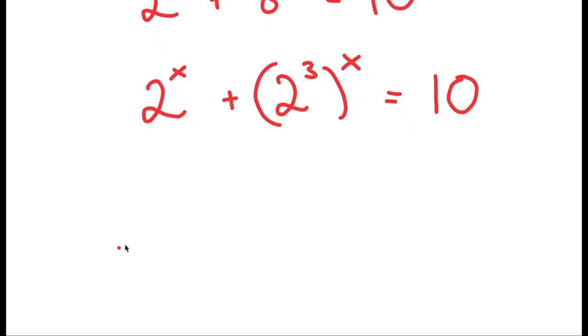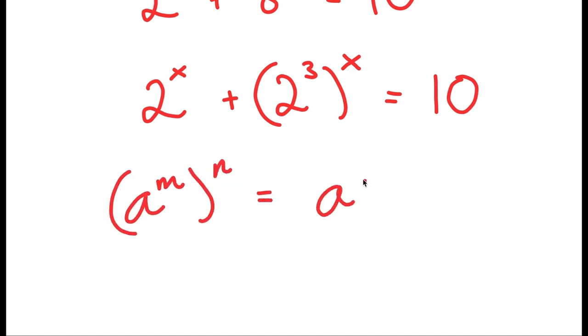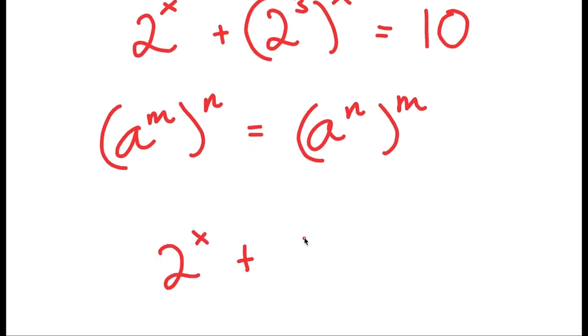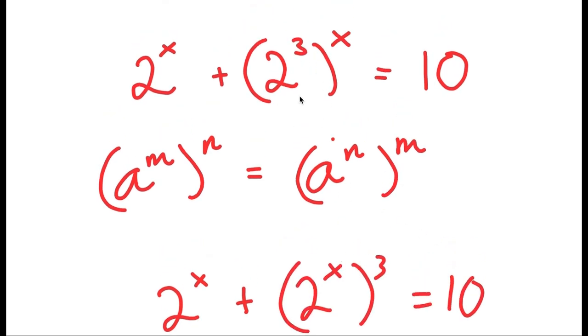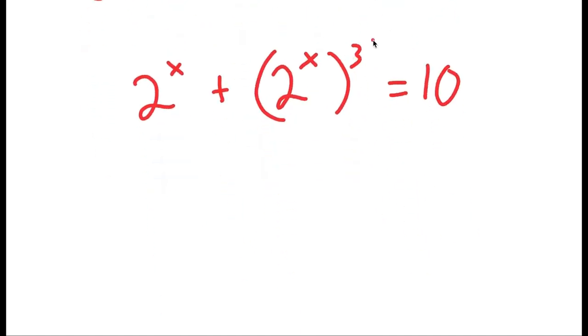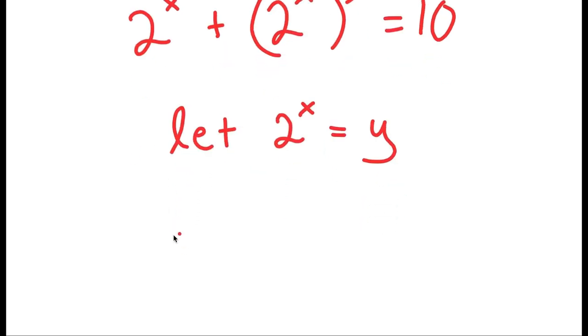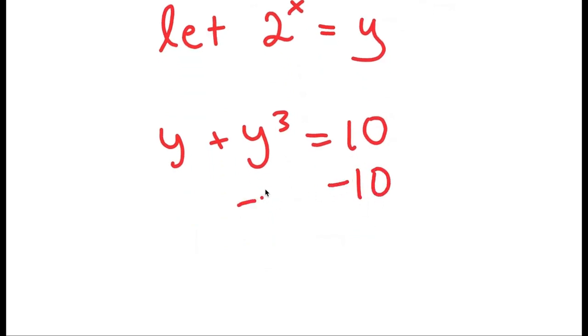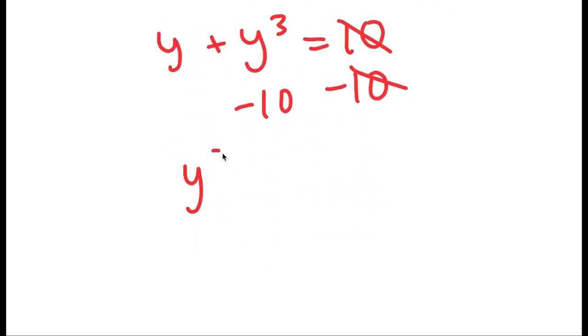Now from here, if I have something in the form a to the power of m to the power of n, this is equal to a to the power of n to the power of m. So I get 2 to the power of x plus 2 to the power of x to the power of 3 is equal to 10 because I switched the places of 3 and x. Now from here, I'm going to let 2 to the power of x equal to the variable y. So now I get y plus y to the power of 3 is equal to 10, and if I subtract 10 on both sides, I get y to the power of 3 plus y minus 10 is equal to 0.